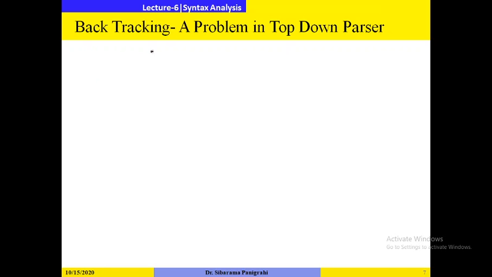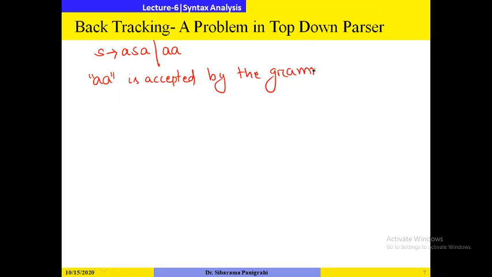So here let me take you one small example and let me try to make you understand what is backtracking. So here you see, let me take a context free grammar. S gives to ASA, and S gives to AA. And let me try to derive whether a string is accepted by the grammar or not. Okay, so here you can easily see that S gives to AA, so AA will be accepted.